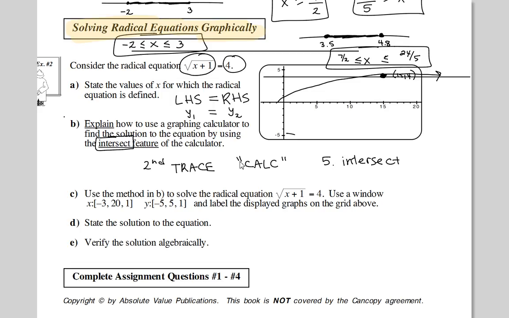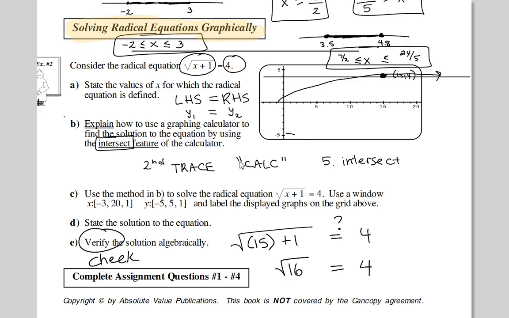So the answer was 15 comma 4. Let's just check this. See, this is verify, is check. So x was 15, 15 plus 1 equals 4? 15 plus 1 is 16, is positive square root of 16 is 4? Yes. Root 16 is 4. So that's how you solve these with your calculator. Now, if we were in the 20-2 or 30-2, I would be like, that's all you need to know. Done. But in -1, you have to do this algebraically.